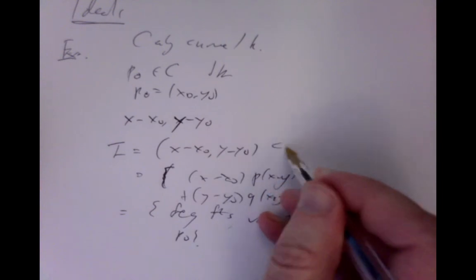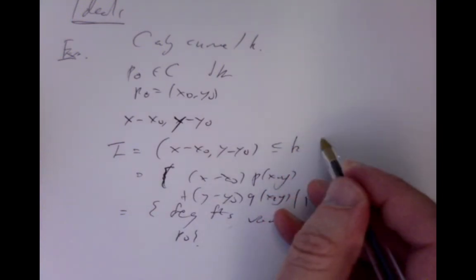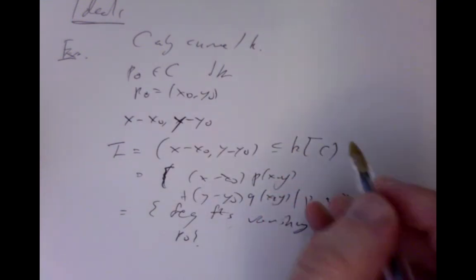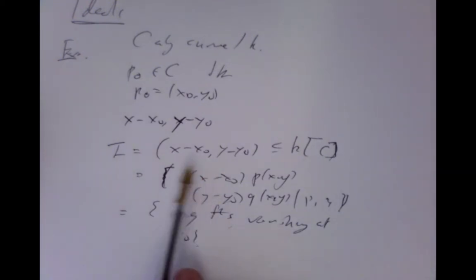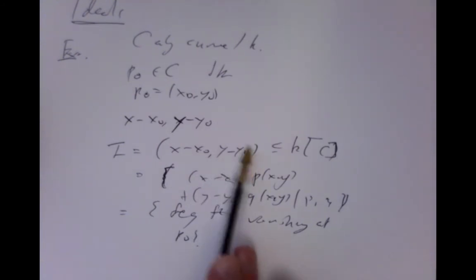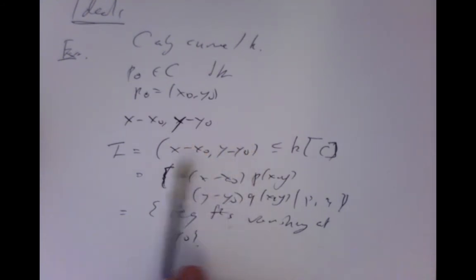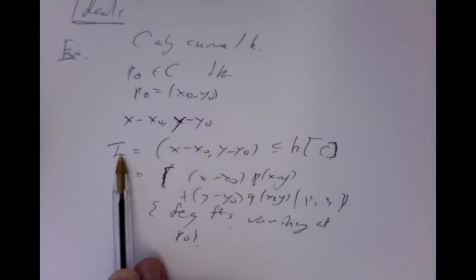And we'll think of this as an ideal not inside the polynomials but inside the regular functions of the curve. So that gives us a collection of ideals. For each point of the curve, we've got an ideal. And that's where the word ideal comes from. It comes from the fact that to each point you've got an ideal.